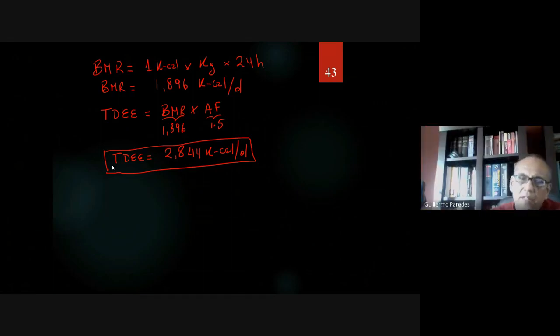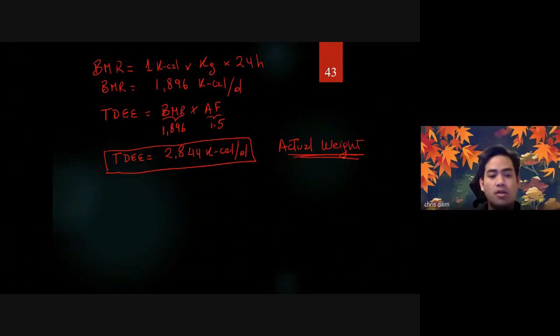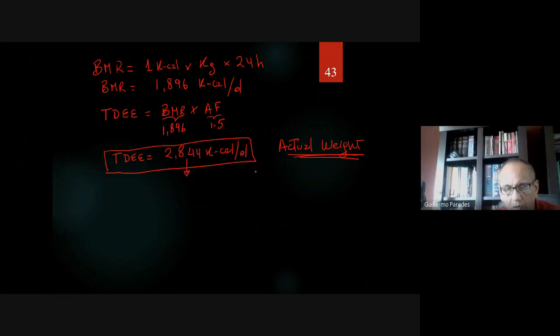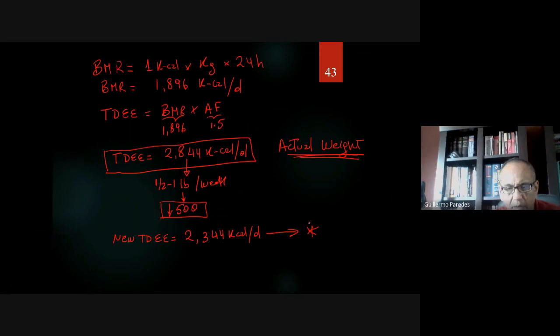You got your TDEE? Now, this is based on your actual weight, correct? So if I want to lose about 0.5 pound to 1 pound per week, which is ideal, I need to decrease 500 kilocalories from this total, correct? That means my new TDEE to lose weight is going to be 2,344 kilocalories per day. So that is my goal, plus exercises, of course.